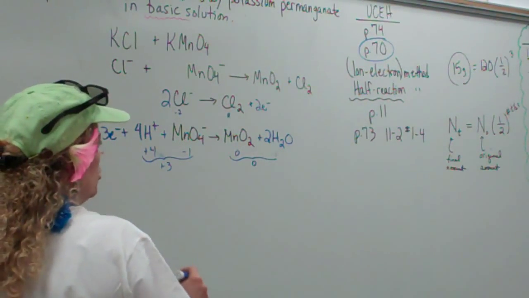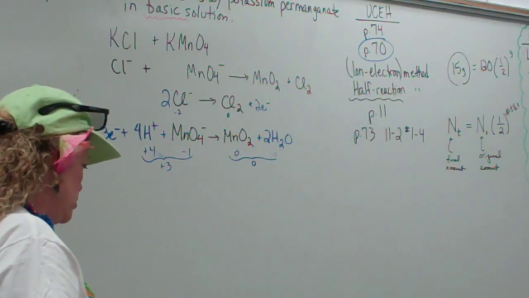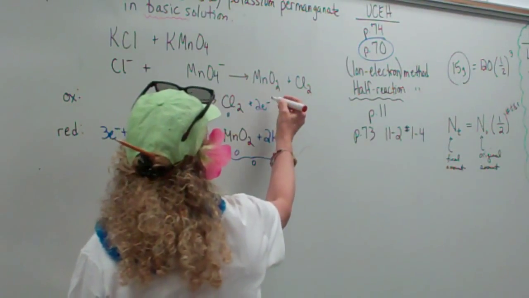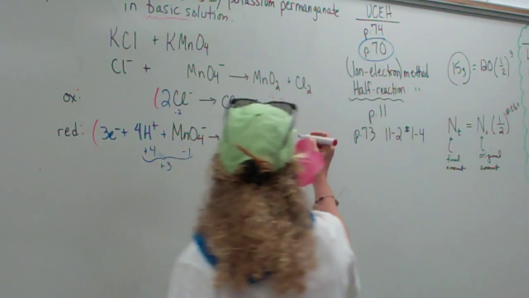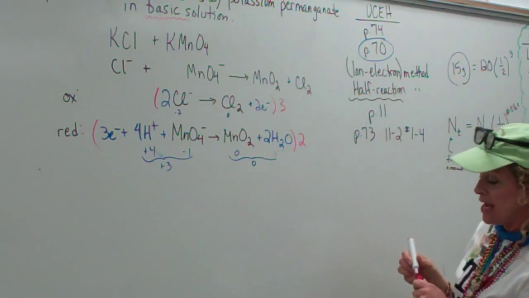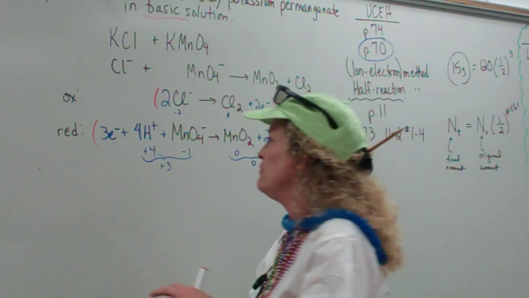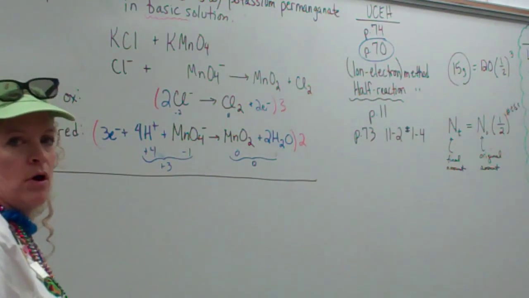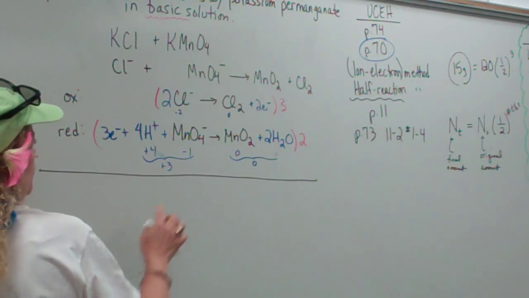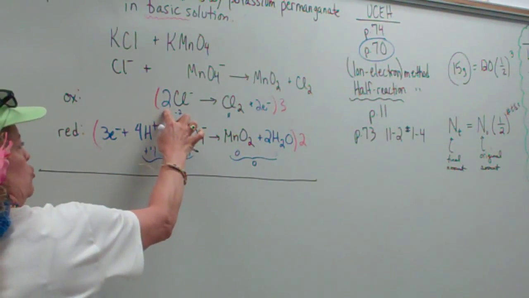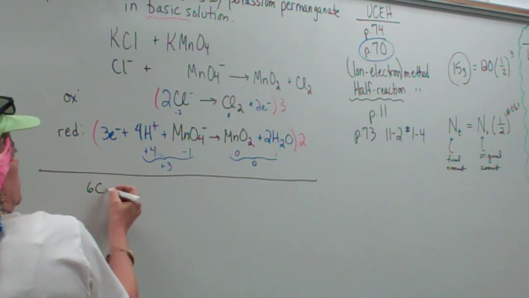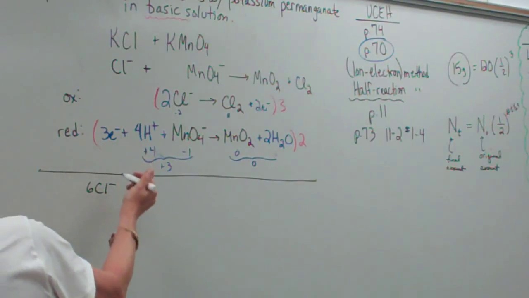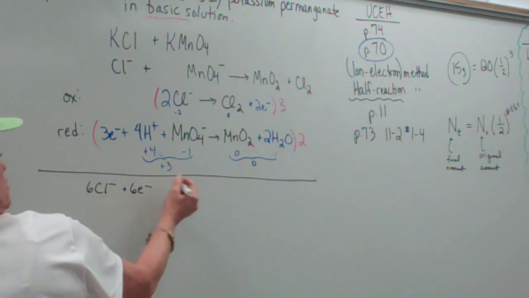All right. Do my electrons lost and gained match? No. So what am I going to do to my top reaction? What am I going to do to my bottom reaction? Multiply by 2. Okay, so now I'm going to add them all up. I know some of you keep canceling out there, but it gets a little hard to look at. So I'm going to have 3 times the 2 chlorides will give me 6 chlorides, and then 2 times the 3 electrons will give me 6 electrons.